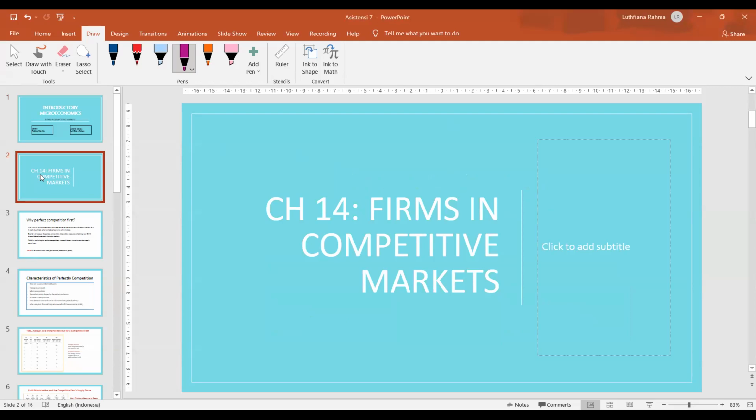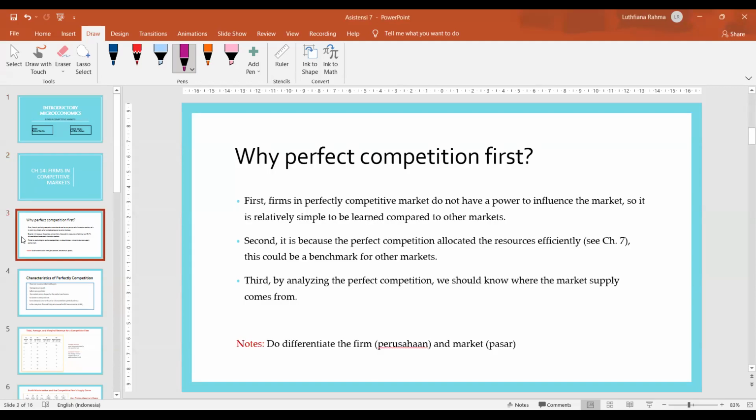We will talk about the firms in the competitive markets. Why do we talk about perfect competition first and the other markets later? It is because, first, the firms in the competitive market do not have the power to influence the market, so it is relatively simple compared to other markets. And second, perfect competition allocates resources efficiently, compared with others that do not.